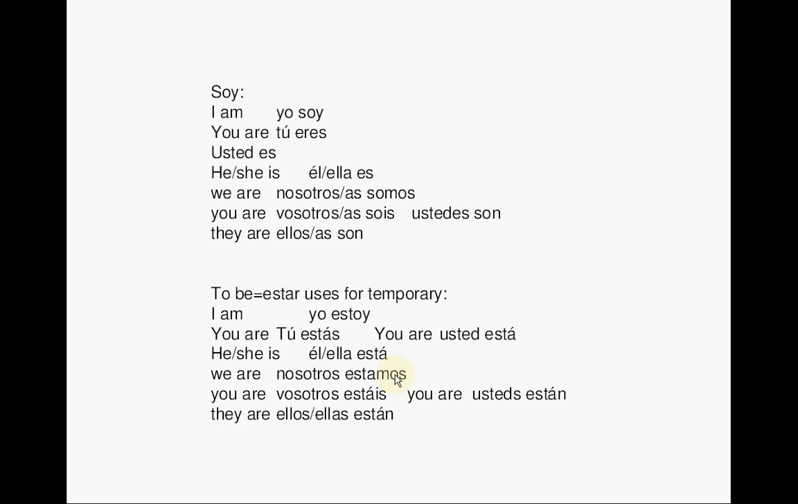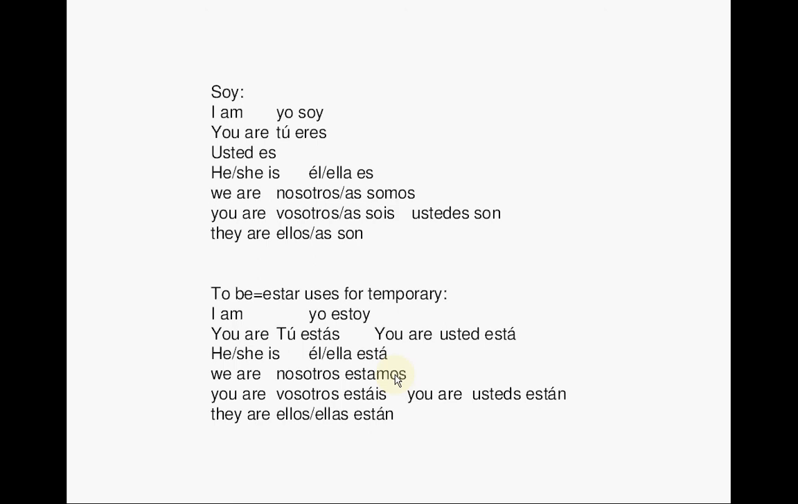As you see, the translation of the verb ser has a different form for each pronoun. Soy, eres, es, somos, sois, son. This is what makes the Spanish language a little difficult, but there are a lot of rules that you can learn very quickly. And ser is an irregular form.